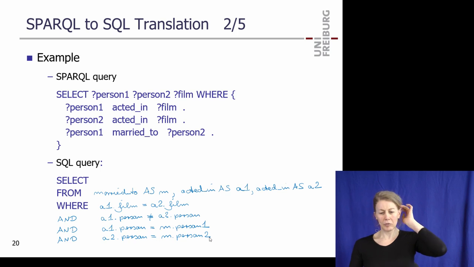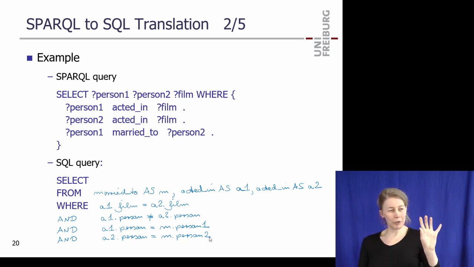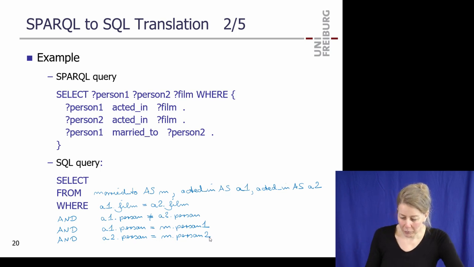Are we done? Yeah, a person might be married to themselves. You never know, these data sets contain all sorts of things, but let's assume that. So you don't really need the second line, I agree. But are we complete or are we missing something?